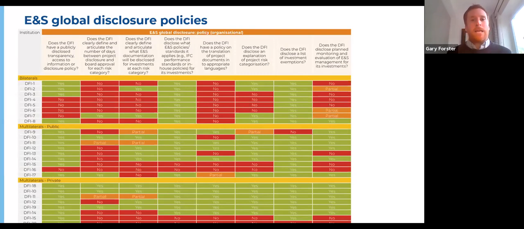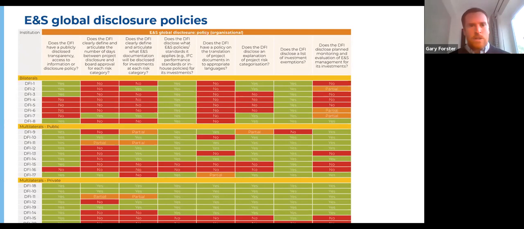And again, just to say, we're not making a judgment here on the quality of policy content. We're just trying to identify what's available and what's not. For ESG global disclosure policies, we included questions such as, does the DFI have a publicly disclosed transparency, access to information or disclosure policy? Does the DFI clearly define and articulate the number of days between project disclosure and board approval for each risk category? Do they disclose what ESG policies or standards it applies for its investments? And does the DFI have a policy on translation of project documents in appropriate languages? So there are some examples of the kind of things we were looking into.